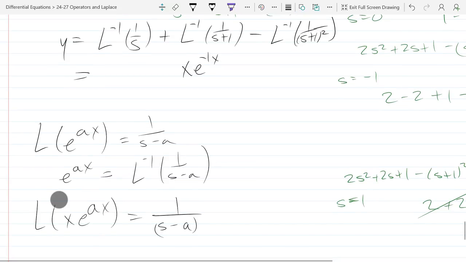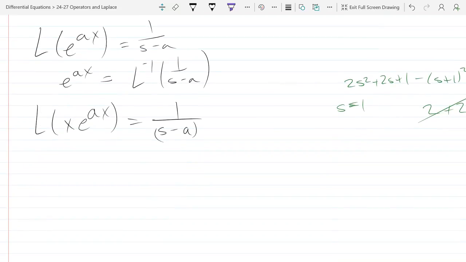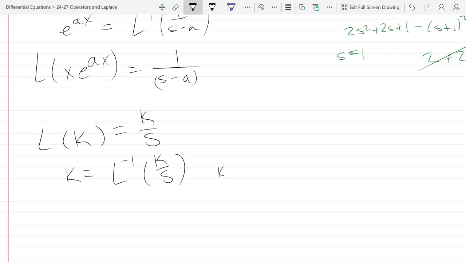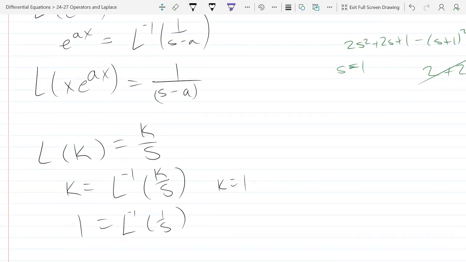It looks really simple. And looking at the very first line in this table, it says L of k is k over s. And so invert both sides, or L inverse both sides. And of course, our k is 1. So L inverse 1 over s is equal to 1. So our first is 1.